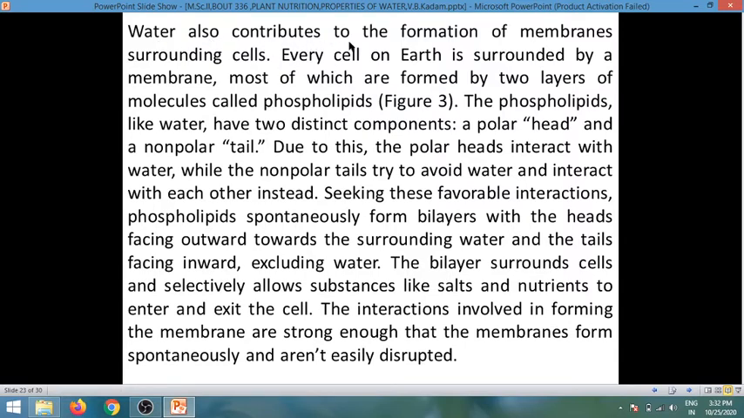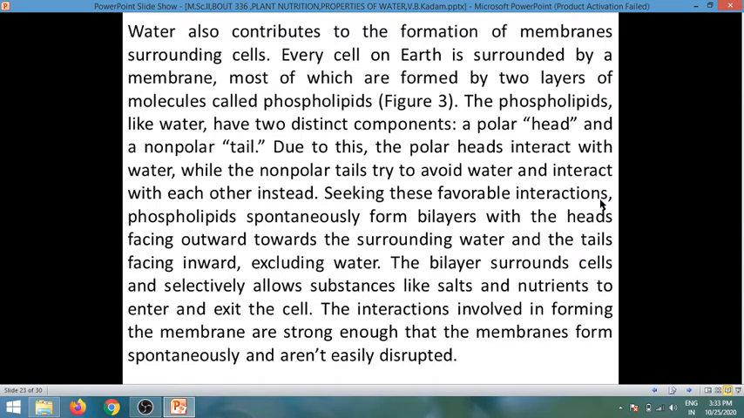Water also contributes to the formation of membranes surrounding cells. Every cell on earth is surrounded by a membrane, most of which are formed by two layers of molecules called phospholipids. The phospholipids, like water, have two distinct components, a polar head and a non-polar tail. Due to this, the polar heads interact with water while the non-polar tails try to avoid water and interact with each other instead.